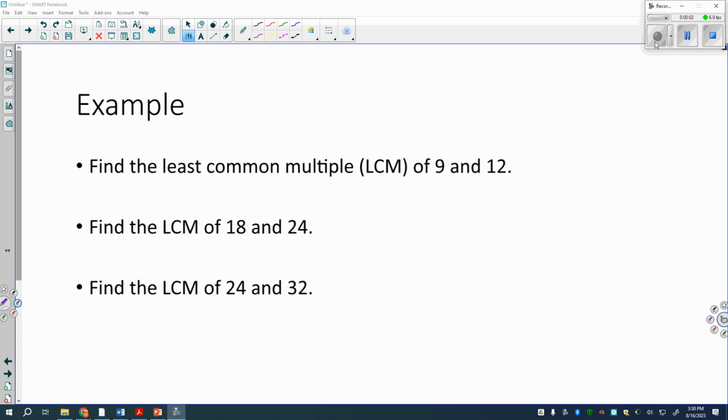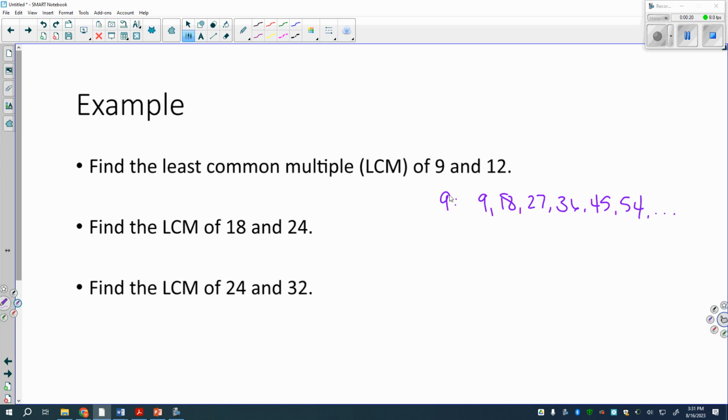Okay, the least common multiple. A couple of ways we could do this. I've got 9 and 12. I could say, oh, multiples of 9. That's 9, 18, 27, 36, 45, 54, and on and on and on.